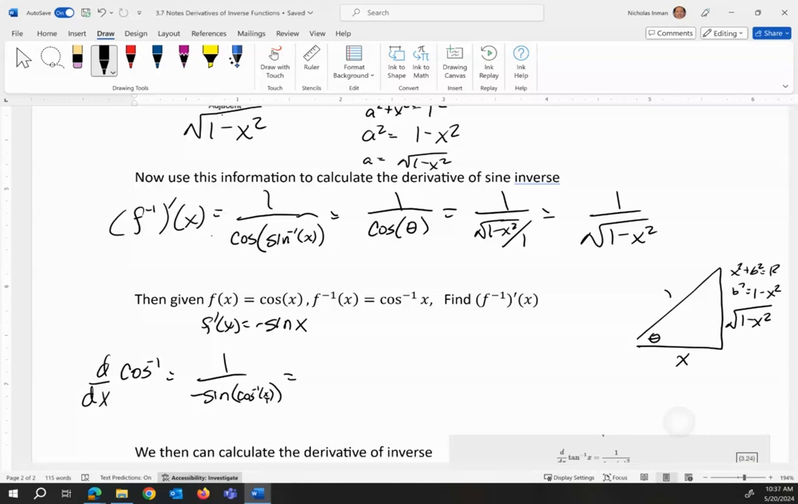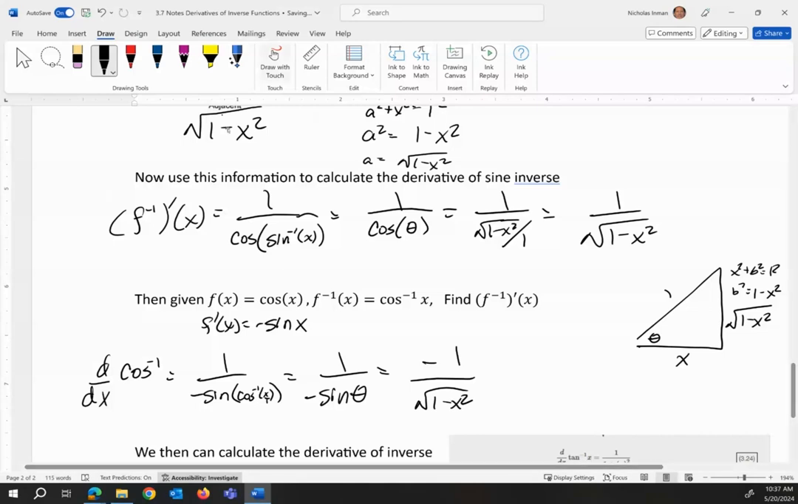So cosine inverse should give us an angle. That negative can just move to the top. And sine of this angle is the opposite over hypotenuse. So it's pretty much the exact same answer, just with a negative on the top. The derivative of sine inverse is positive, and the derivative of cosine inverse is negative, both with the same fraction, which should make some sense. The derivative of sine is positive with cosine, and the derivative of cosine is negative with sine. They're very similar answers, one positive, one negative.